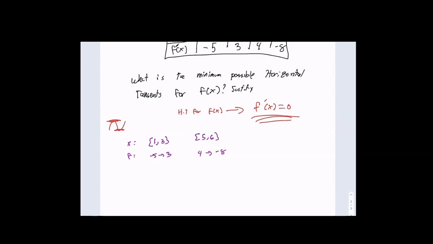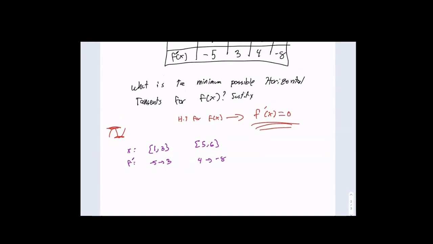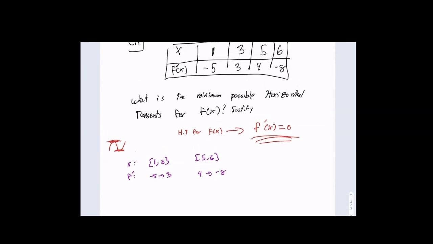All right, so what is the answer? What is the minimum number of times that f prime, the derivative, must change sign? What's the minimum number of times f prime must be 0? We're looking at the outputs. The output goes from -5 to 3. What had to happen? 3 to 4, nothing special is going to happen there. And then it goes from 4 to -8. What must have happened there?